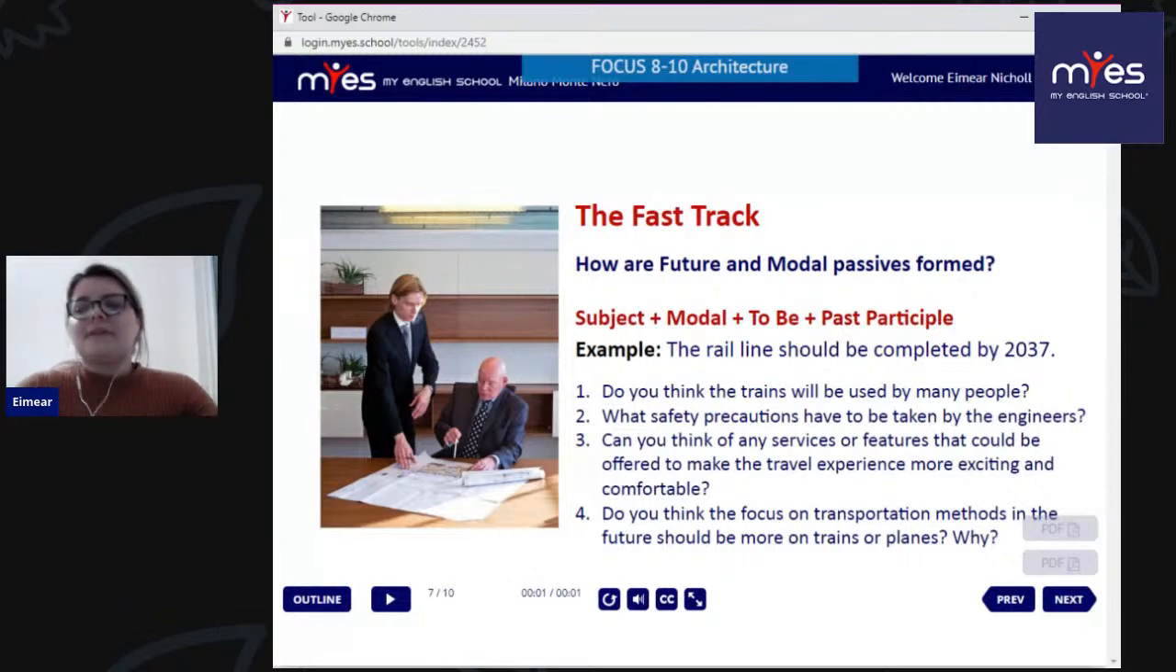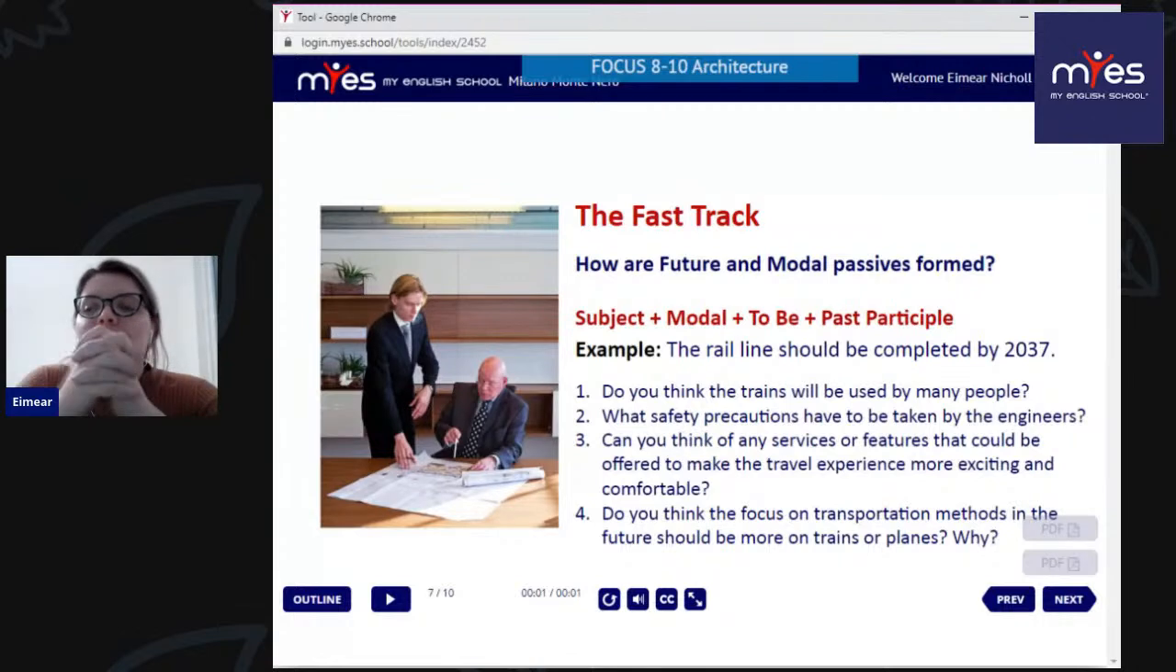So what safety precautions? We'll be using modal verbs. So the engineers should be wearing face masks and protective clothing.